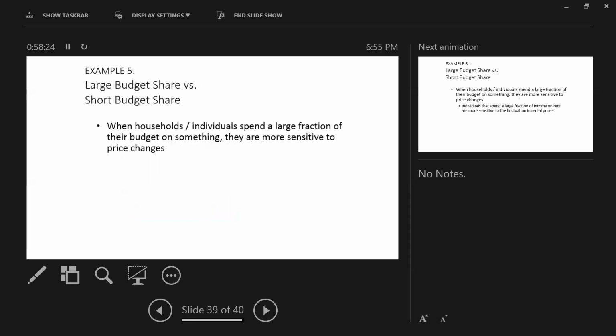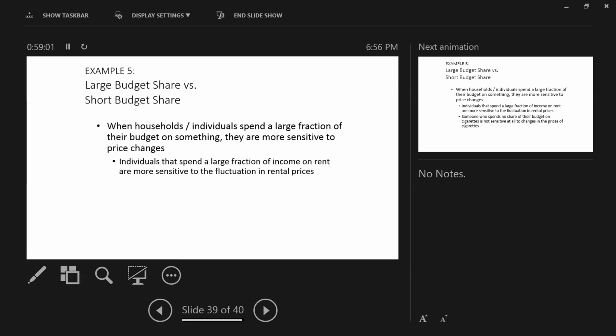The final factor that I wanted to discuss in relationship to determinants of elasticity of demand is the fraction of your income share, the fraction of your budget share. The idea here is that if I spend a large amount of money on something, then the price of that thing affects me much more intimately than the price changing of a good that I do not buy at all. For example, individuals that spend a large fraction of income on rent are absolutely more sensitive to the fluctuation in rental prices than somebody who, for example, owns their home.